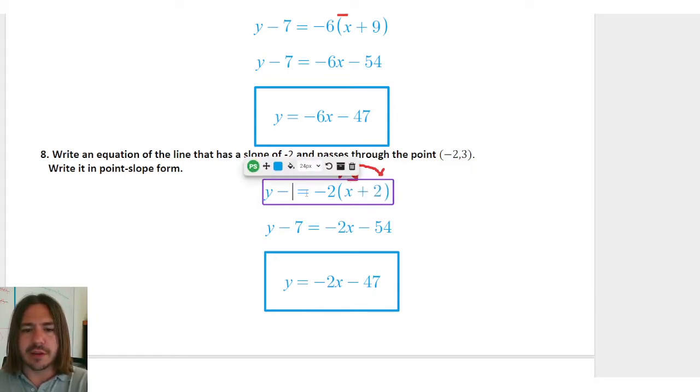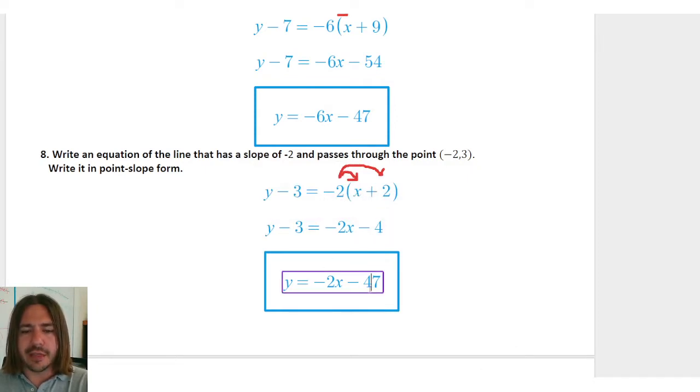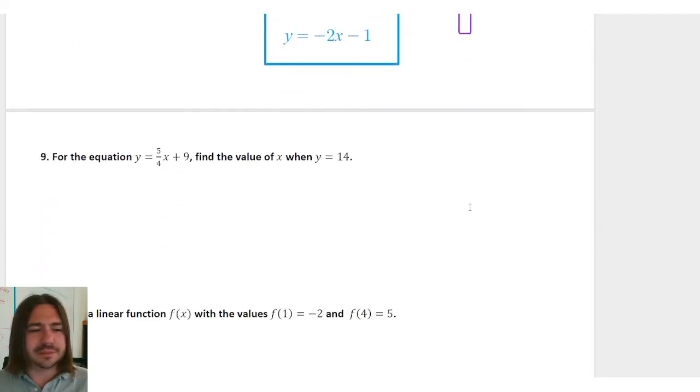And then we got y minus 3. Once we distribute the -2, we're going to have -2x minus 4. And then I need to add 3 to both sides. So I'm going to get -2x minus 1. And that's number 8. Okay, let's move on to the next page here. Number 9.